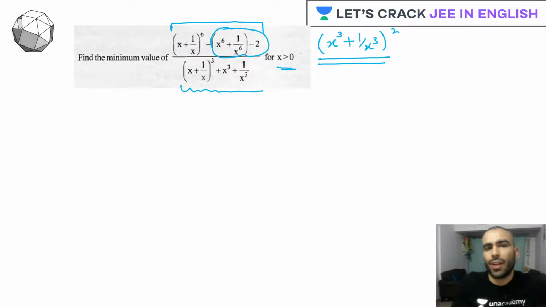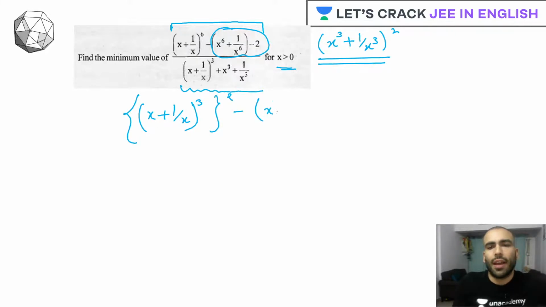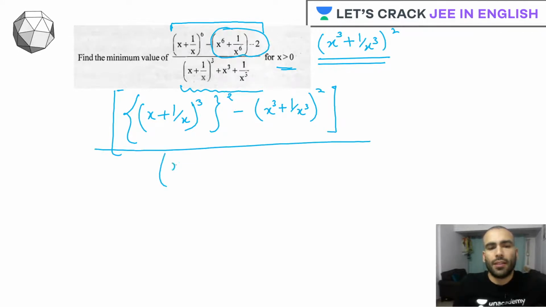So now when you try to factorize this, it will look like a square minus b square, correct? So let's try to factorize this. x plus 1 upon x, raised to 6, can be further written as (x plus 1 upon x) whole cube, whole square, minus (x cube plus 1 upon x cube) whole square, correct guys? That's how your numerator will look, and this is your denominator as it is.